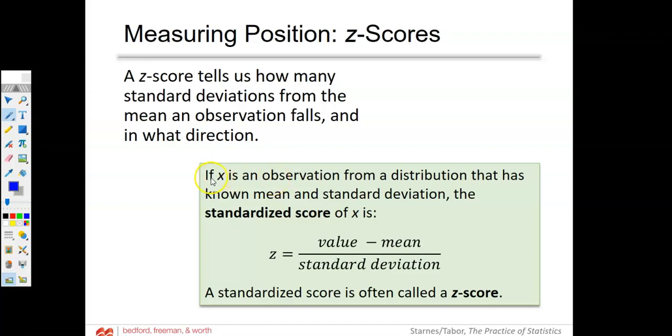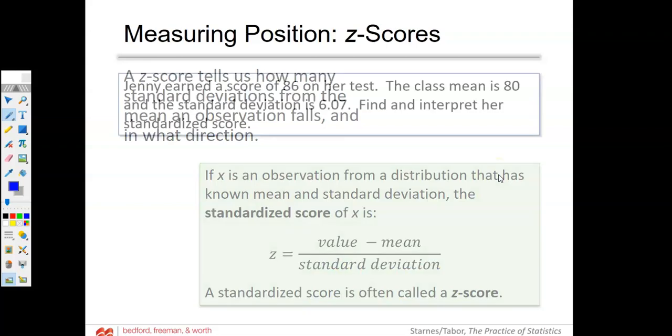So if x is our observation, we can standardize the score. This is really helpful to do with a lot of scores. We can compare ACT and SAT scores using this method if you know the standard deviation of the ACT or SAT, which is sometimes hard to get. So z is the value minus the mean, the difference, over the standard deviation. We're measuring by standard deviation, so we're dividing by standard deviations. And we just call it the z-score.